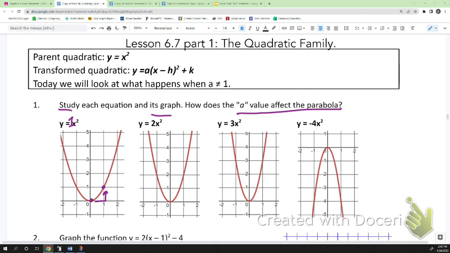In the next graph, the a value is 2. We should notice that the graph has gotten skinnier as it goes up. And then from the origin, it goes right 1 and up 2 to get to its first whole point. When the a value is 3, it has gotten even skinnier, or it has stretched vertically.